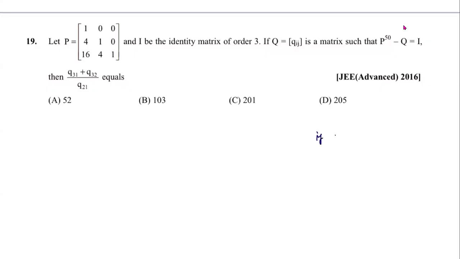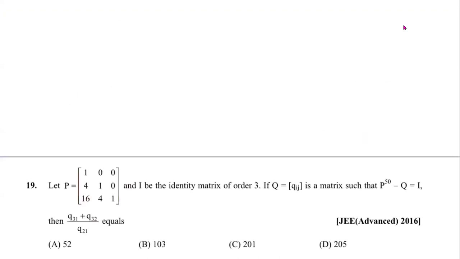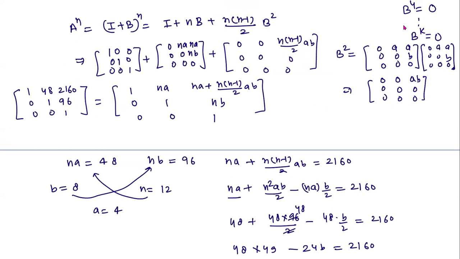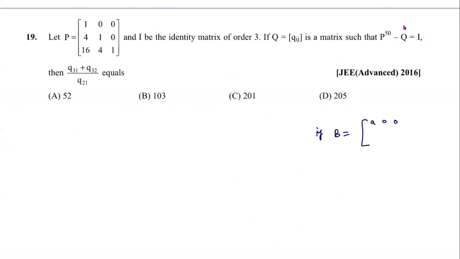Yes, sir. If the B matrix is that A, 0 0, what is this matrix somewhere here? If the element is this A B and the rest of the diagonal elements including this are 0, then 0 0 0 A, this is B A 0 0 0, am I correct?